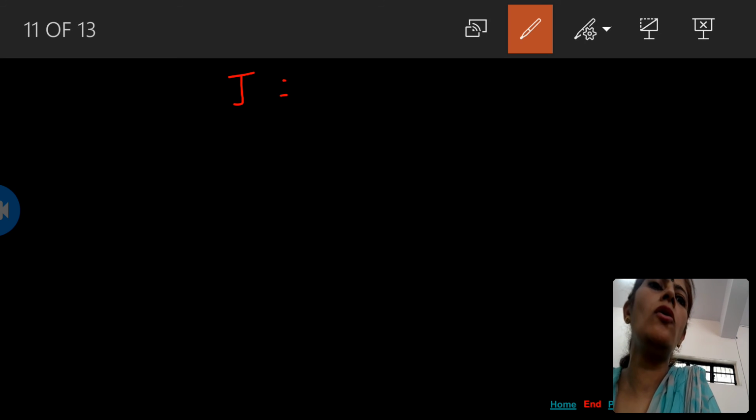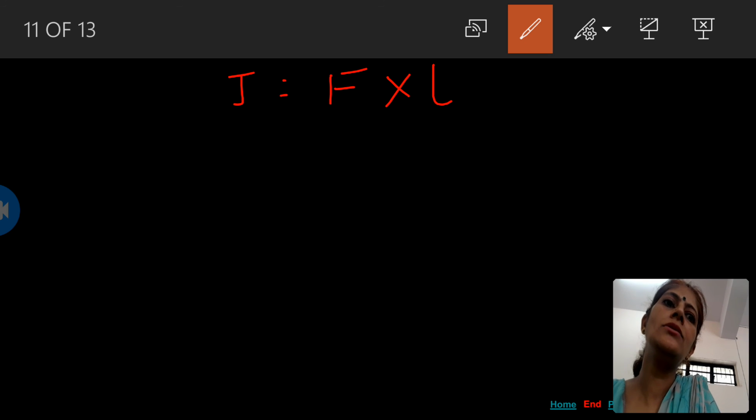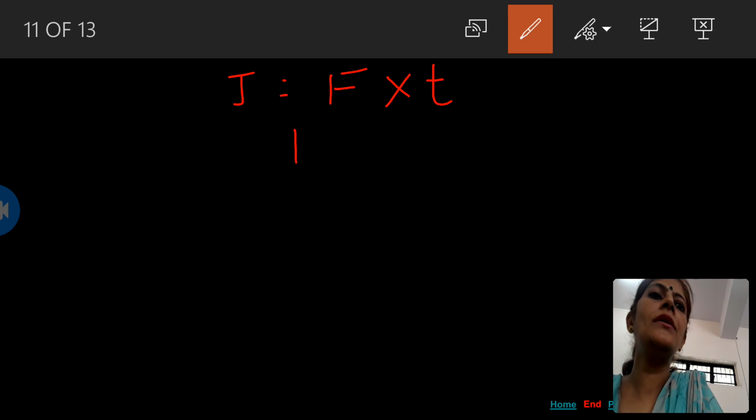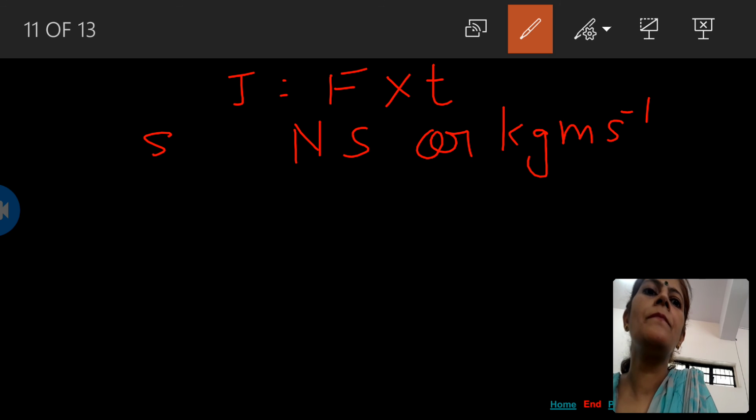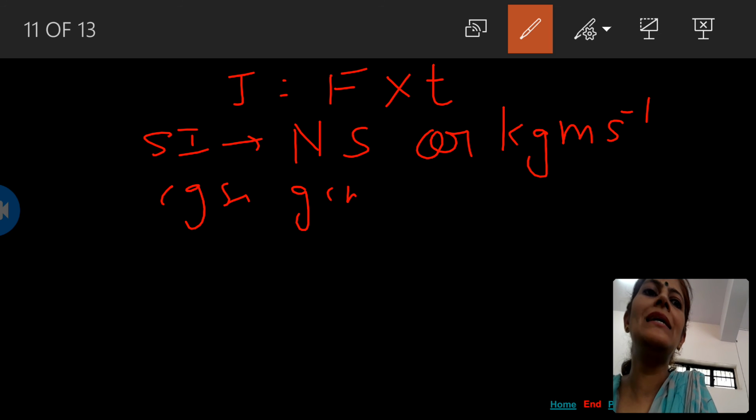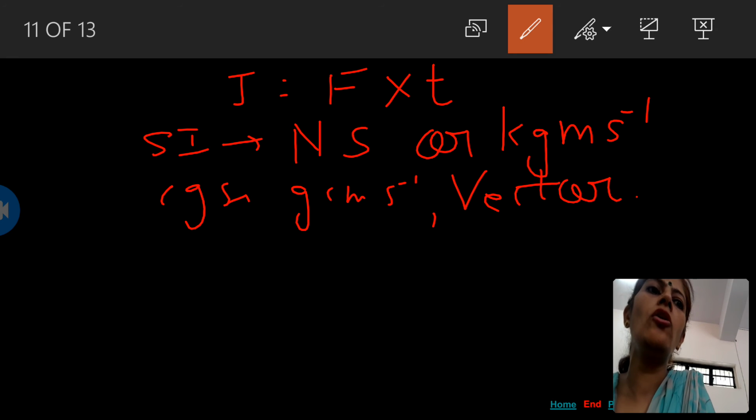So, come to the recapitulation part now. What we have studied today in this video lesson, first of all, impulse J, it is given by the product of force and time. Its SI unit is Newton second, or it can be taken as kilogram meter per second. In CGS, its unit is gram centimeter per second. It is a vector quantity and it is directed along the direction of the force.